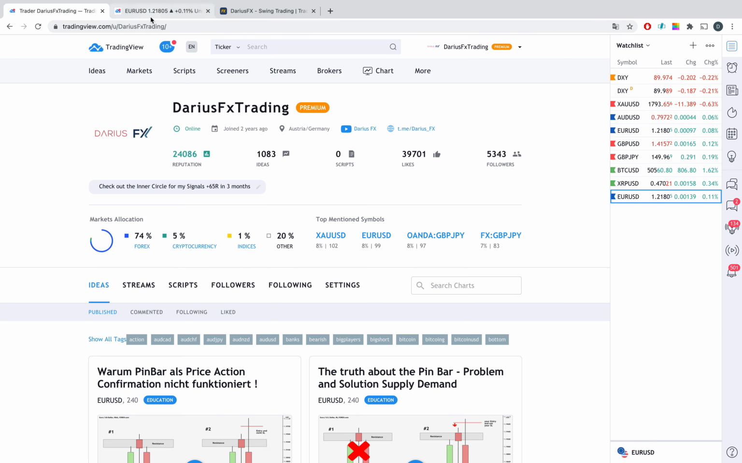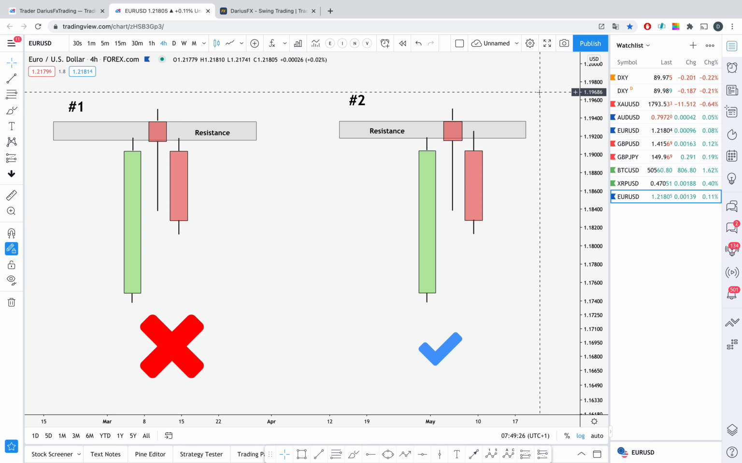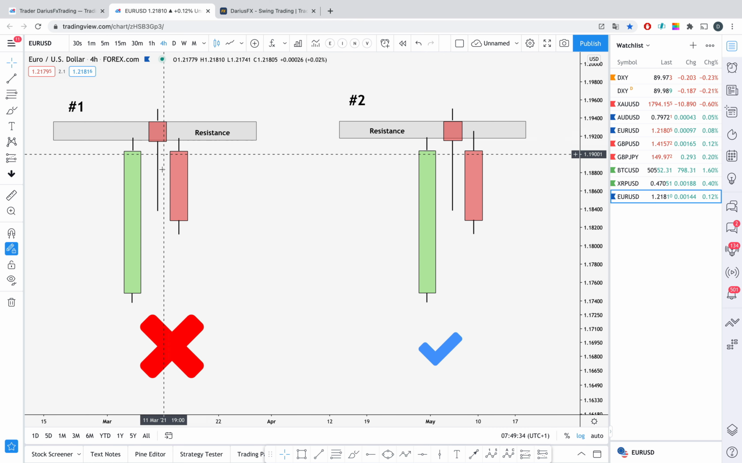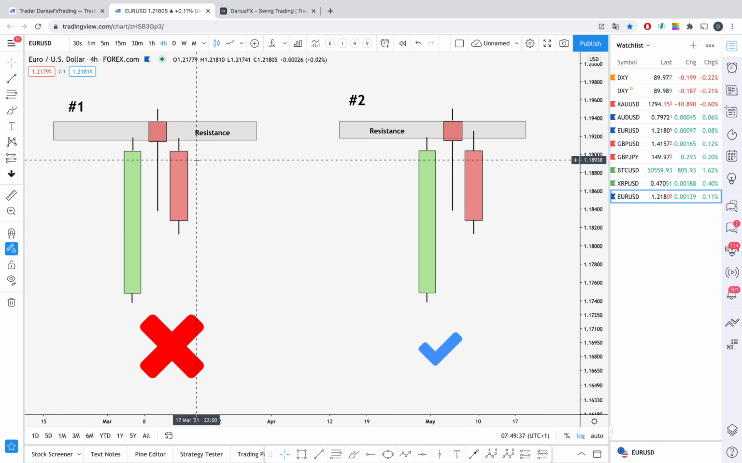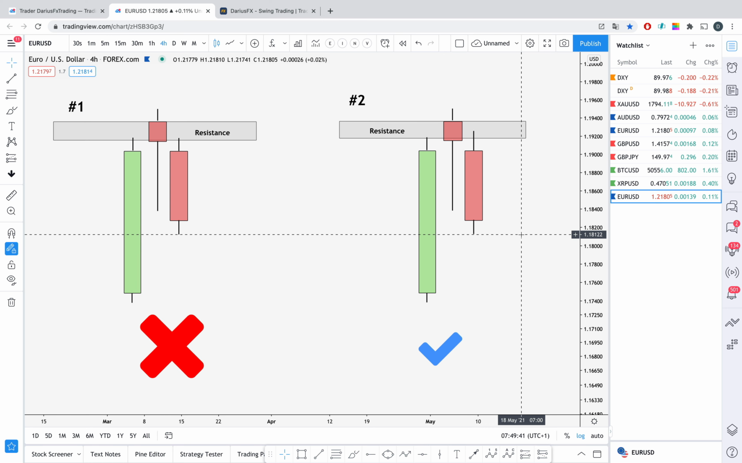Okay guys, without further ado, I would like to get straight into the topic, and like I told you, it is about the pin bars. Now, we have two examples. The first one is going to be the wrong expectation, and the second one is going to be how it will really work.